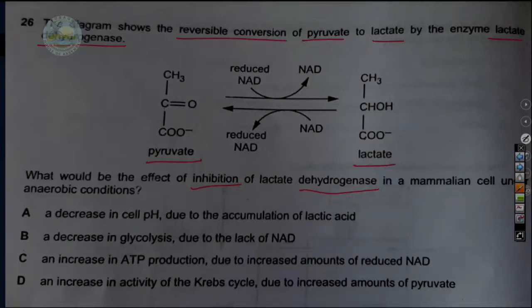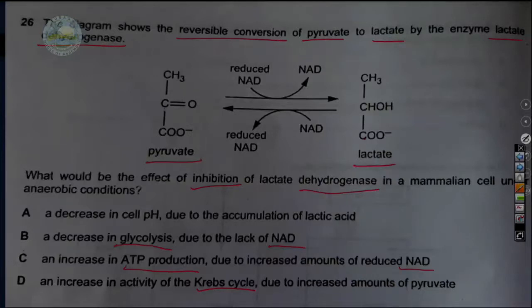B, a decrease in glycolysis due to the lack of NAD. A decrease in glycolysis due to the lack of NAD. C, an increase in ATP production due to increased amounts of reduced NAD. An increase in ATP production due to increased amounts of reduced NAD. And D, an increase in activity of the Krebs cycle due to increased amounts of pyruvate.